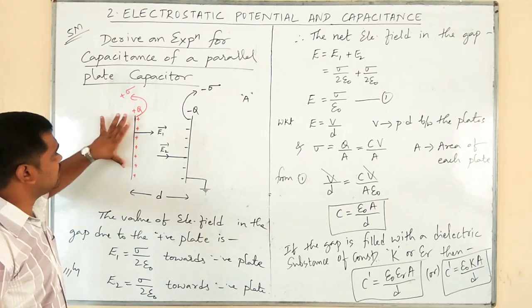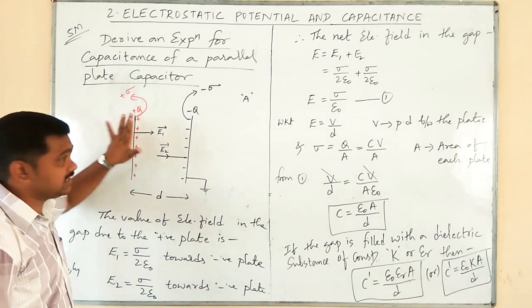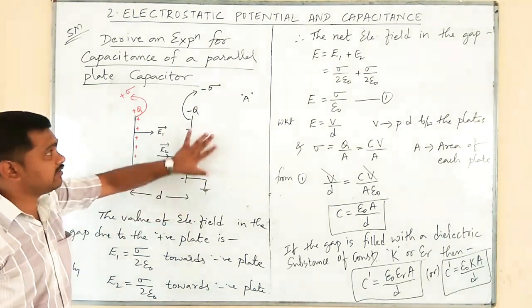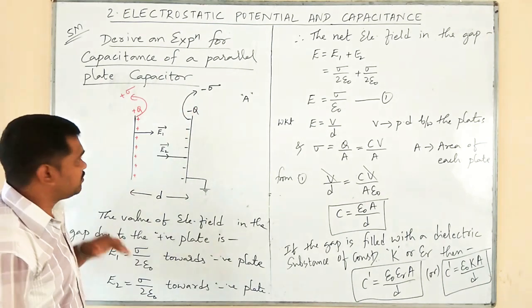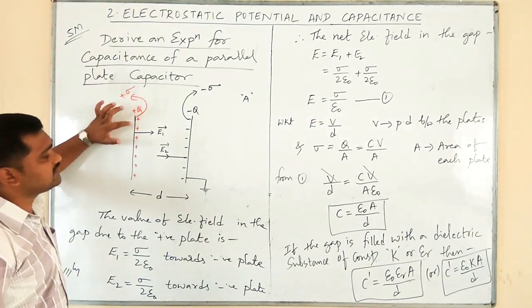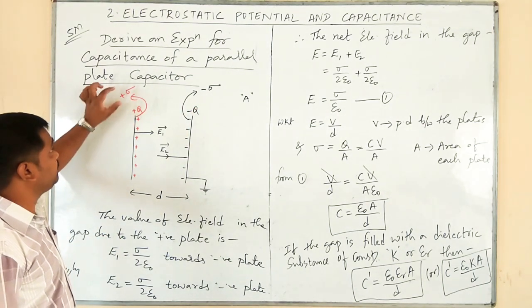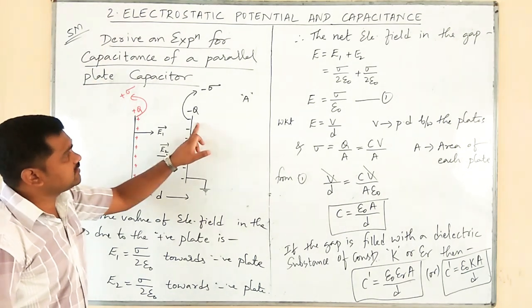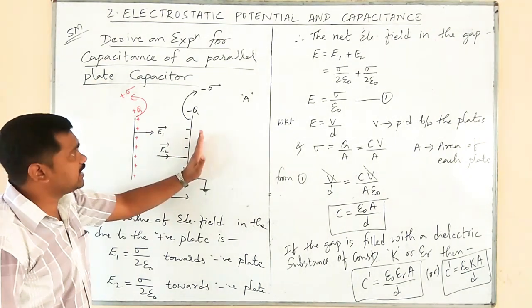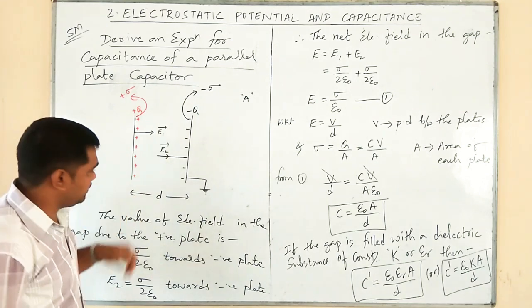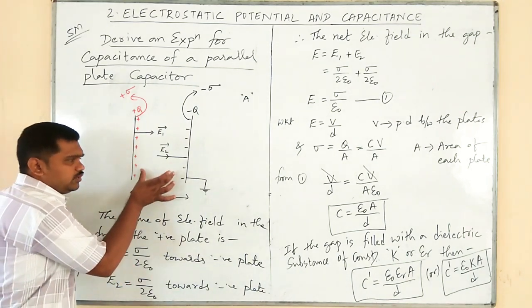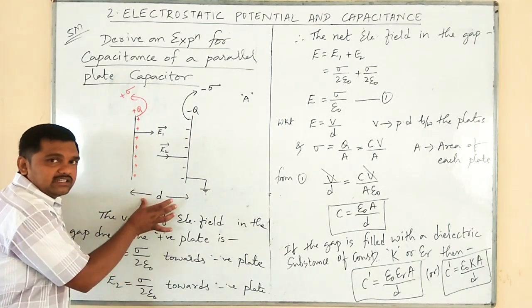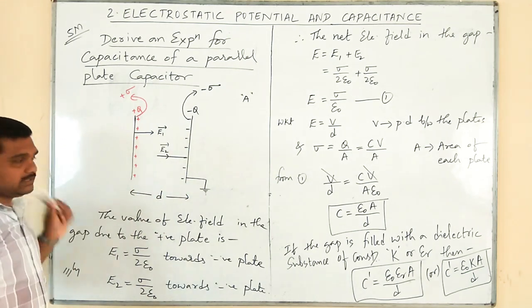I will take this first plate as the positively charged plate and the second one, that is the grounded one, as the negatively charged plate. The surface charge density of this positive plate is plus sigma and the surface charge density of the second plate is minus sigma. Those two plates are separated by a small distance d.